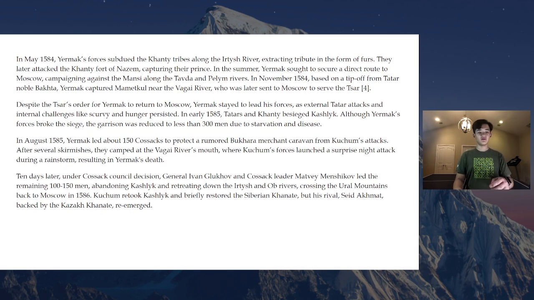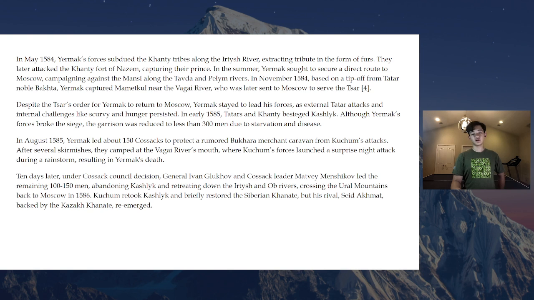In May of 1584, Yermak's forces subdued the Khanty tribes along the Irtysh River, extracting tribute in the form of furs. They continued expanding all the way to the Vaigai River, where they captured Mehmet. And then, despite the Tsar's order for Yermak to return to Moscow, he stayed to lead his forces, and external Tatar attacks and internal challenges persisted.